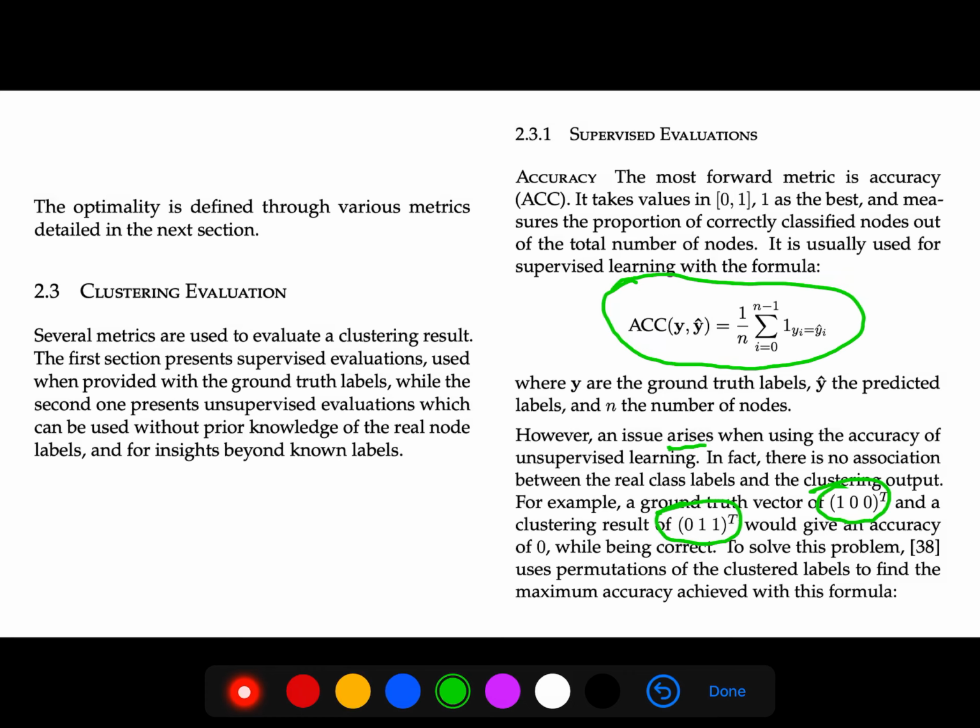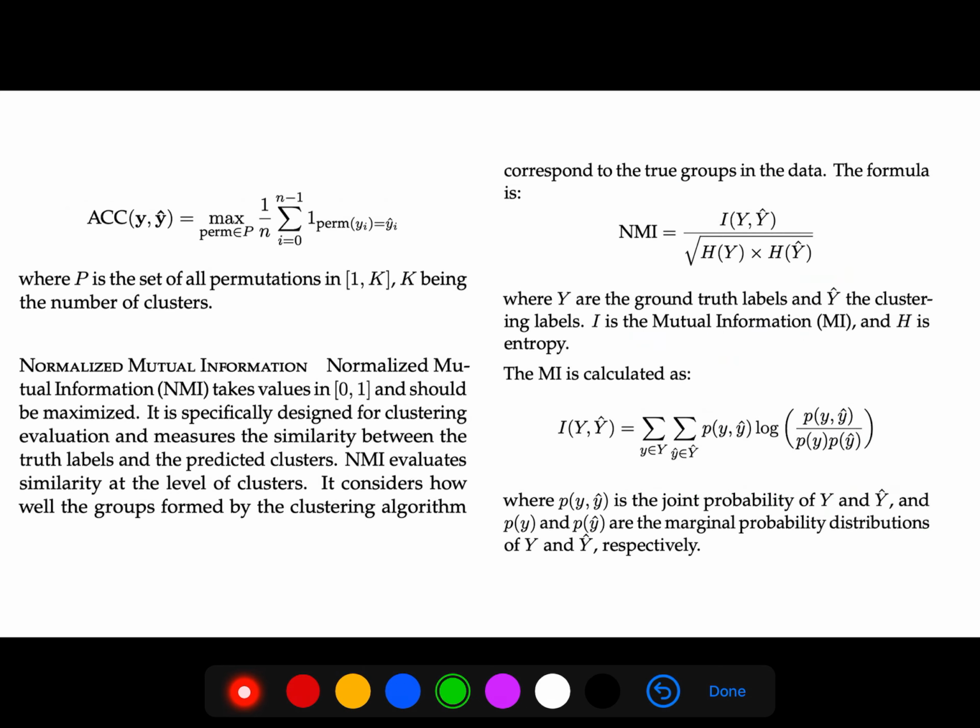while being correct. To solve this problem, this reference uses permutations of the clustering labels to find the maximum accuracy achieved with the formula. So it is better to write it like this: the maximum over all permutations of what is achieved. This is more accurate.